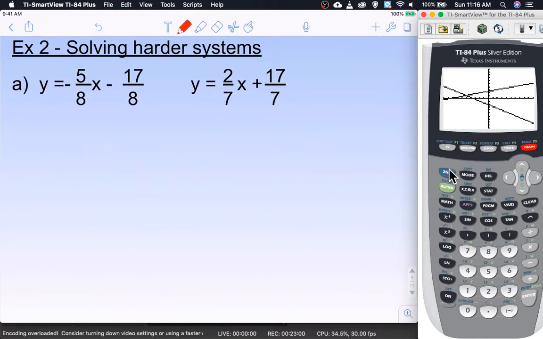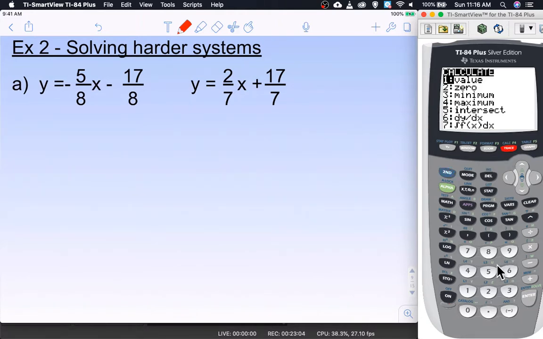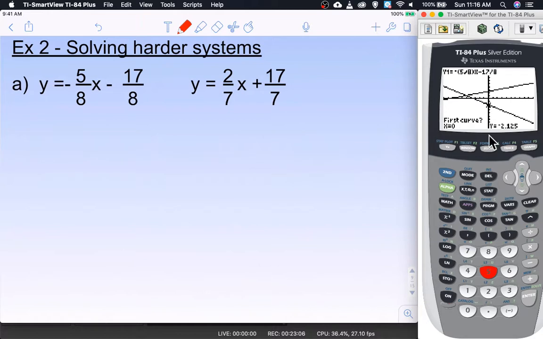Now, in order to find out what that is, I'm going to use the calculate feature. I'm going to calculate the intersection. It says first curve, yes, I'm on the first line. Second curve, yes, it's on the second line. Guess: where do I think they intersect? I'm going to move the cursor close to the intersection point. It doesn't have to be right on, just close. My guess is right around here, and it's calculating.